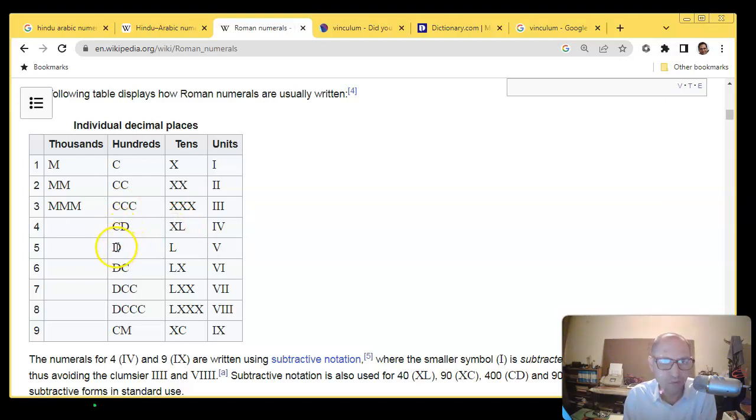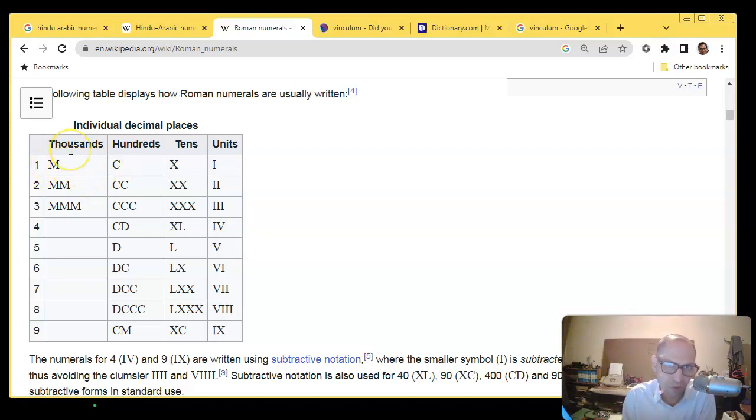A 500 would be just a 500. A 600 would be a 500 plus a 100. A 700 is 500, 100, 100. That is 500, 100, 100, 100, that would be 800. And 900 would be essentially 1,000 minus 100. So M is 1,000 minus a C, which is 100, that would be 900. And then there is 1,000.